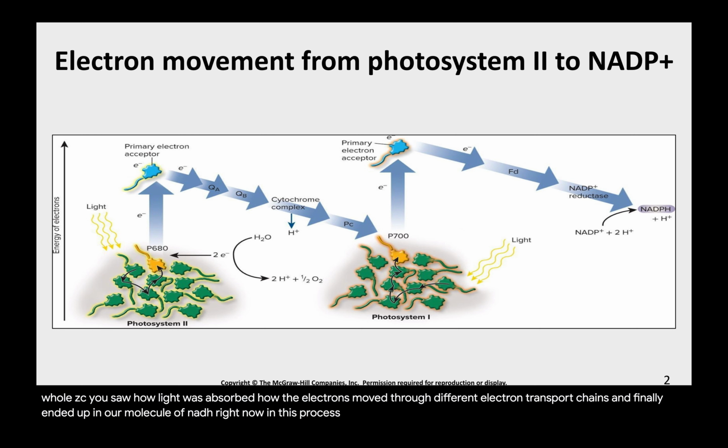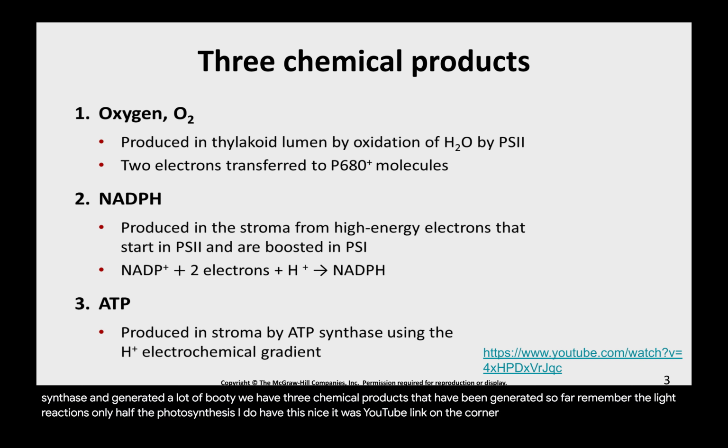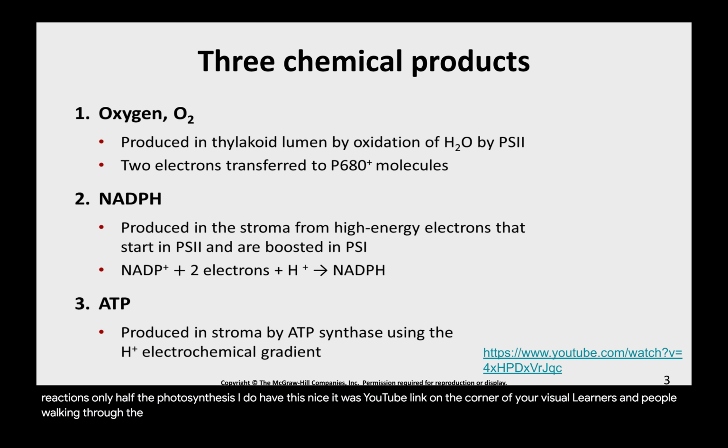Now in this process, we also generated that gradient of protons, which drove ATP synthase, so we generated a lot of ATP. So we really have these three chemical products that have been generated so far. And remember, the light reactions are only half of photosynthesis. I do have this nice little YouTube link in the corner. If you're a visual learner, this will walk you through the electrons moving through the molecules. We don't really have time in class to go through it. It's like a 7-minute video. It does go into a little bit more detail, but I think it is a useful video to watch.